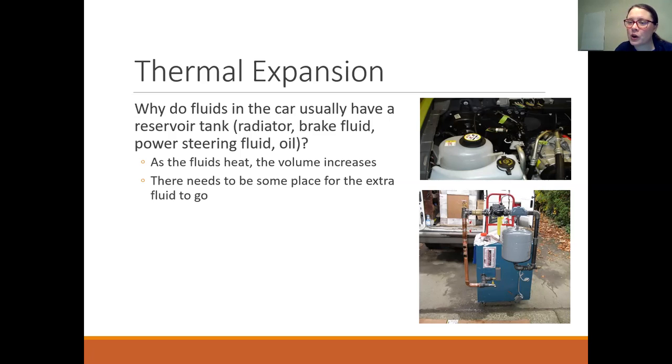But that's also why if you're filling up a fluid, oftentimes you don't want to fill it up completely to the top. You fill it to the mark, but not overfill, because overfilling can cause issues as well. And that's just because of thermal expansion.